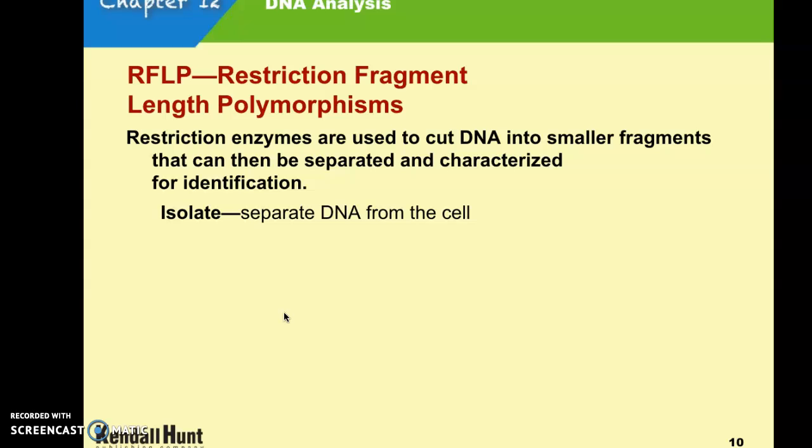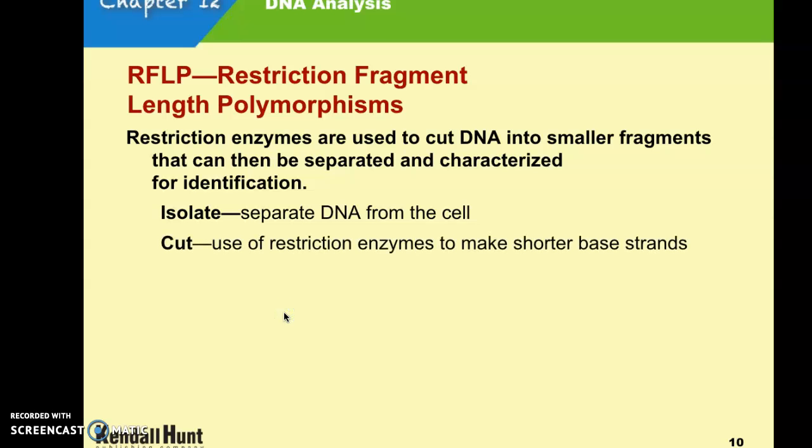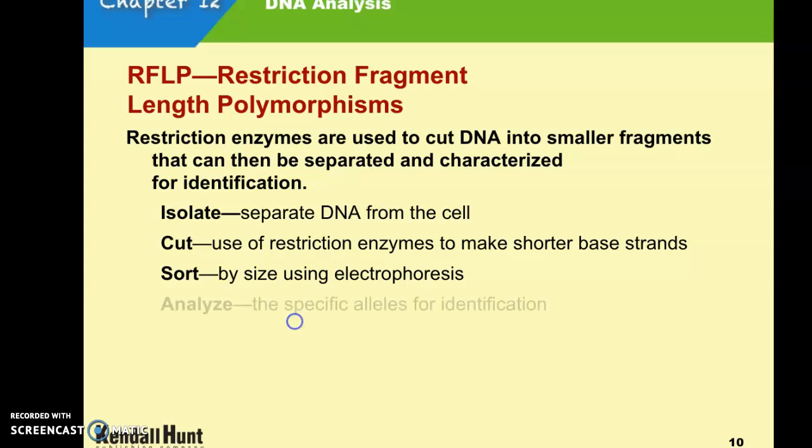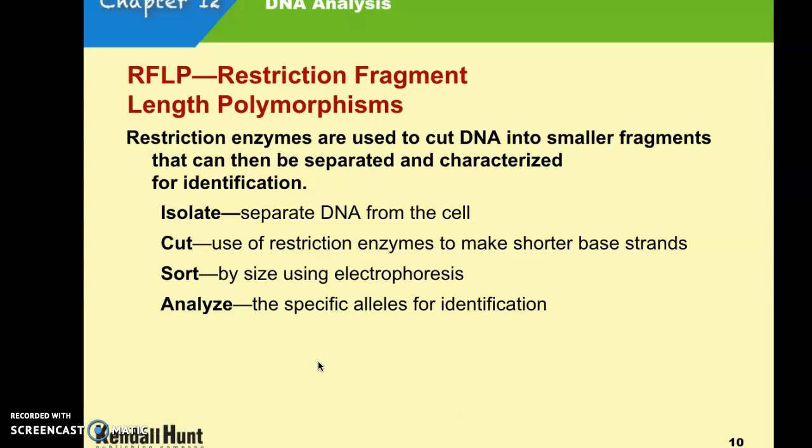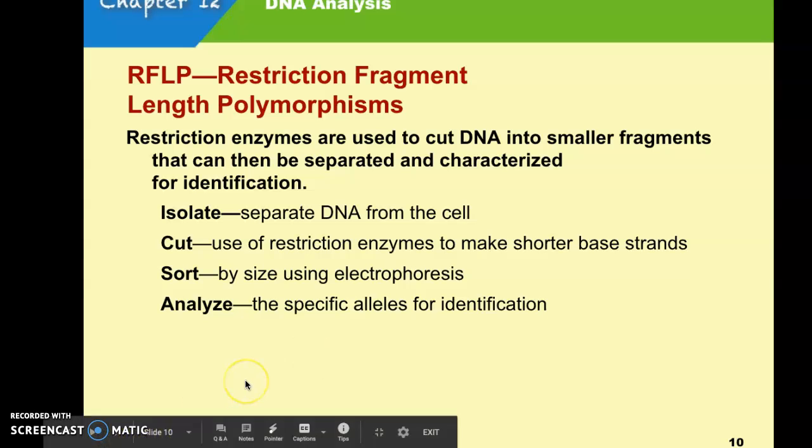So in order to do this, number one, we have to separate DNA from the cell, which we did in class this week. Second thing you do is you cut it with restriction enzymes. So you are cutting it at known base sequences to get shorter strands of DNA. Third thing you do is you sort them by size using electrophoresis. And then the fourth thing you do is you analyze the specific alleles for identification. So you're looking at the patterns to see if the patterns actually match or not.